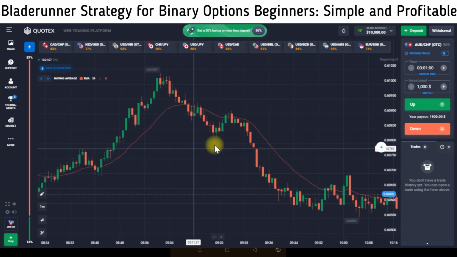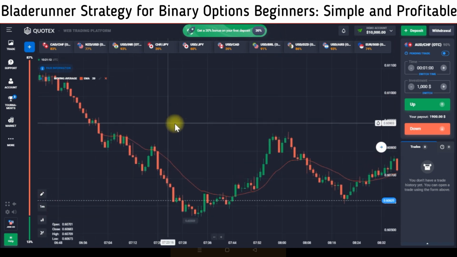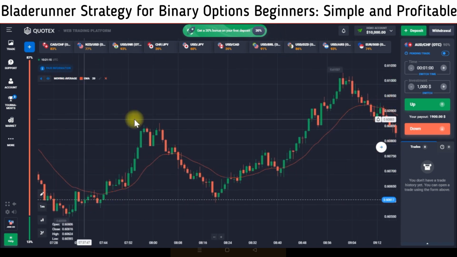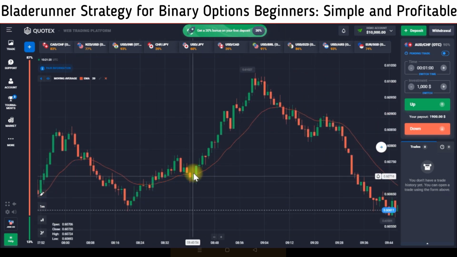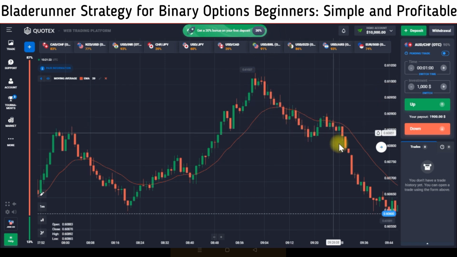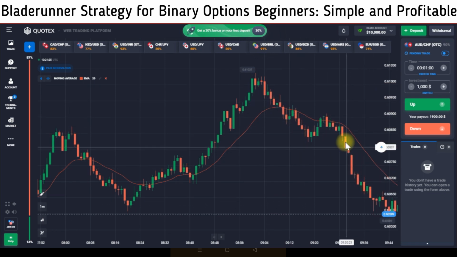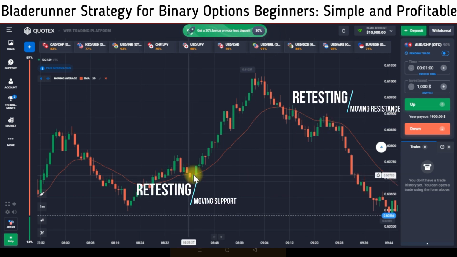The fourth occurrence that you must look for before trading with the Bladerunner trading strategy is the EMA 20 retesting. Having the price trending above EMA 20 in an uptrend or below EMA 20 in a downtrend is not reason enough to trade. The EMA must be retested successfully as the moving support or resistance so that you can trade.